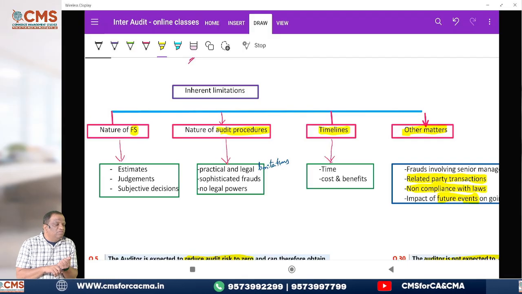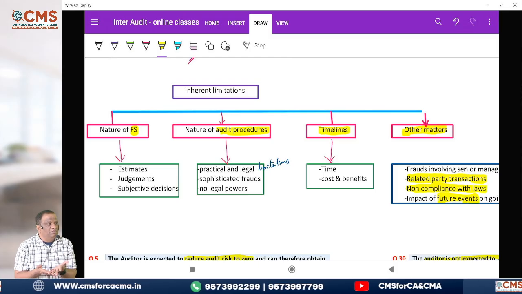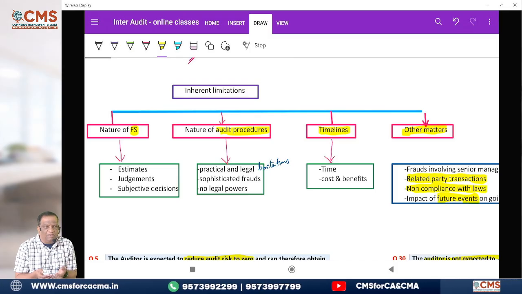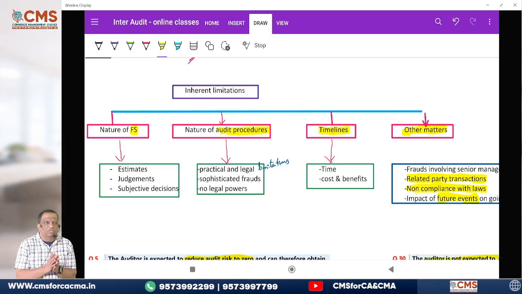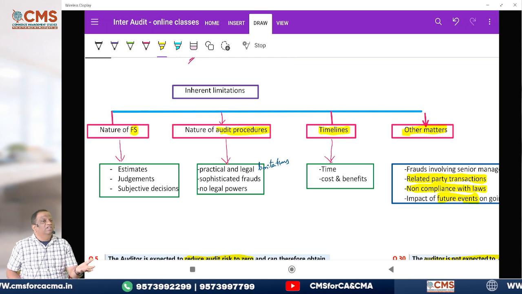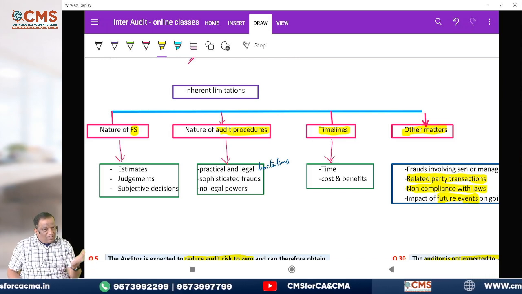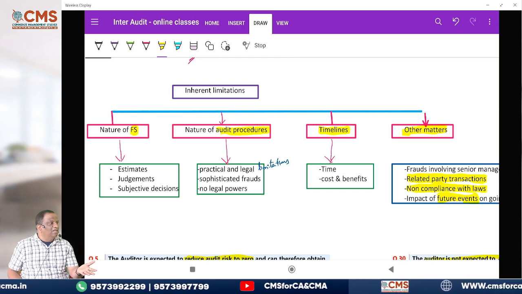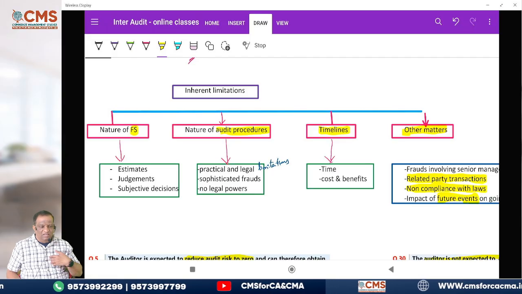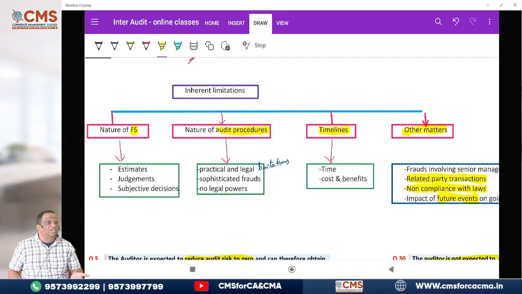Nature of financials, why will I say? Because it is estimates, because they are judgments, and because they are subjective. All or almost all of it. That is, the document that you are giving is itself not certain. You yourself had made estimates and given it to me. And then how can I certify it for certainty?